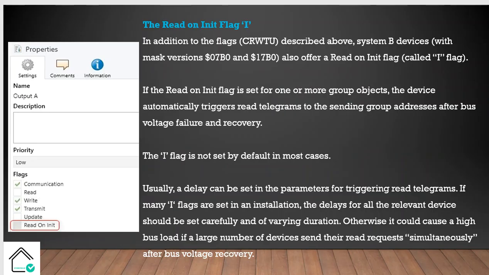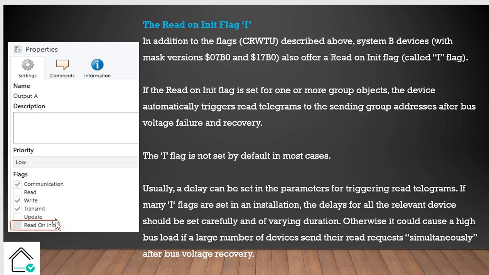Okay, the next one is the read on initiate flag, the I flag. In addition to the flags that we already talked about, System B devices, the latest ones with the mask version 07B0 and 17B0, will also offer a read on initiate flag called the I flag. If the read on initiate flag is set for one or more group objects, the device automatically triggers read flags to the sending group addresses after bus voltage failure or recovery. It means it concerns initialization.